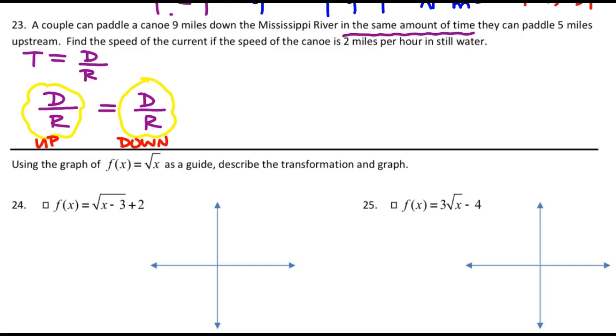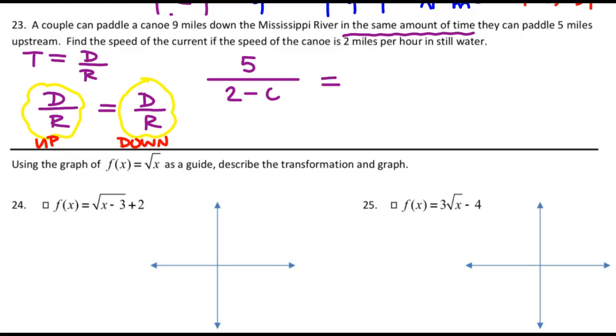Okay, so upstream is going to be 5 miles. So I go 5 miles upstream, and I can go 2 miles an hour in still water, but I'm fighting the current, so that's going to be 2 minus c. I take the current away from my 2 miles an hour I can paddle normally with no current. Hopefully it's not more than 2 miles an hour, or I'd be going backwards down the river, right?